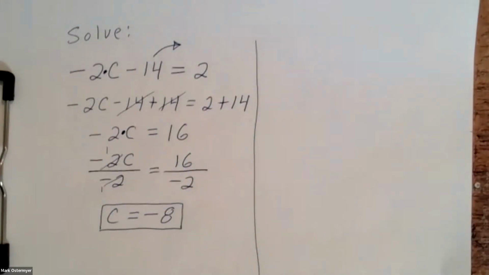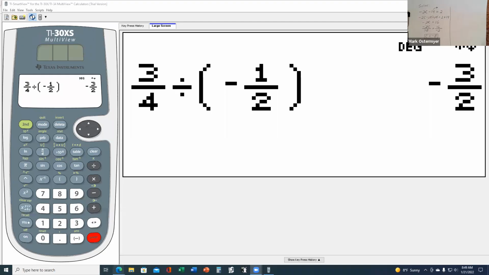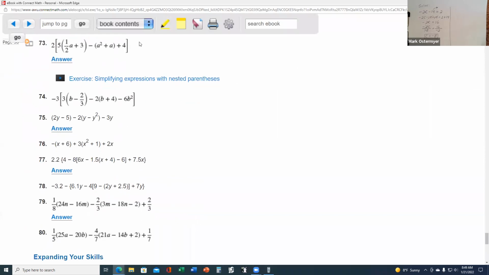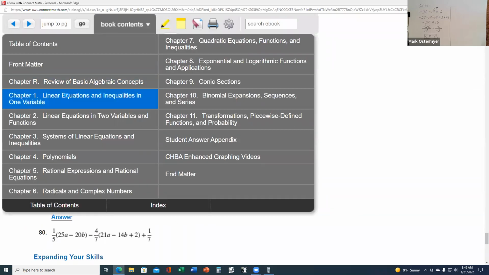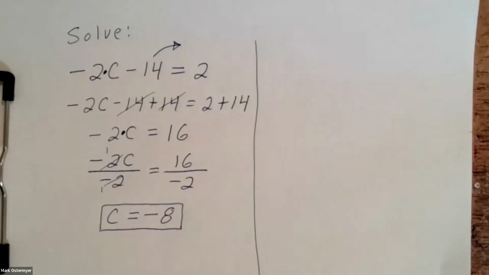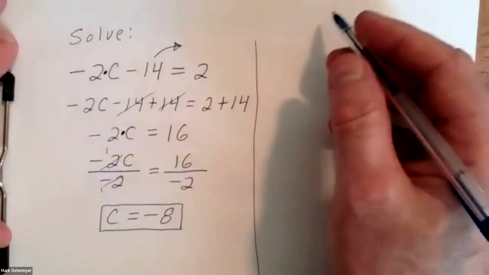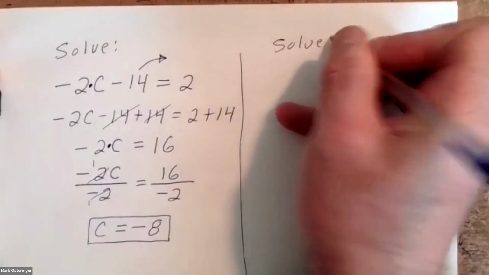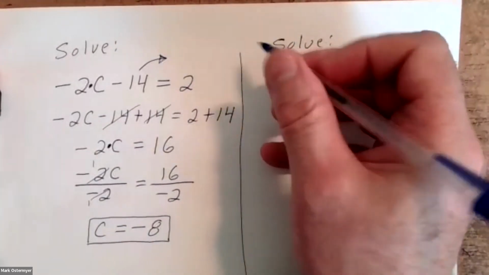Okay. Let's see if we can go get another 2-step equation from our textbook for section 1.1. Well, I think I got timed out here. So I'll make one up here. And so let's see if we want to solve this one here.